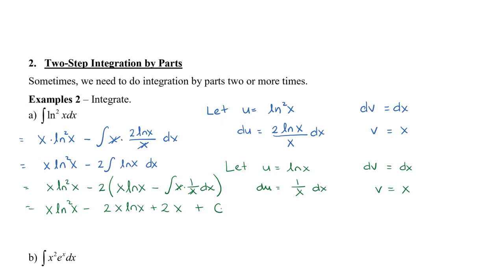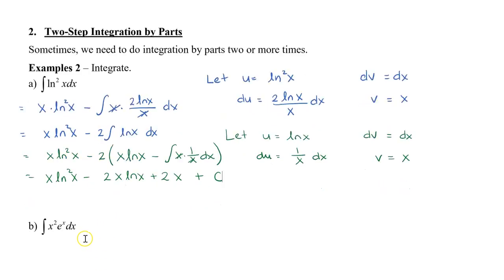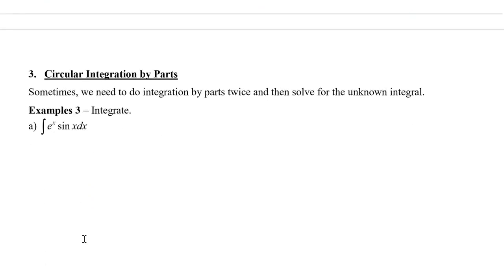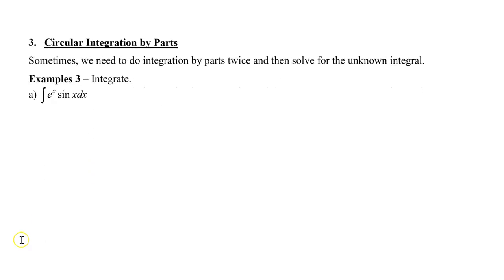So you can see in this question, we had to use integration by parts twice before we were able to integrate all the way. Now I'm going to show you one more type of problem. In this example, we do have to do integration by parts twice, and you'll see why. And then we actually have to do something else that's a little bit special, which is to solve for the unknown integral. And I'll show you what that means.